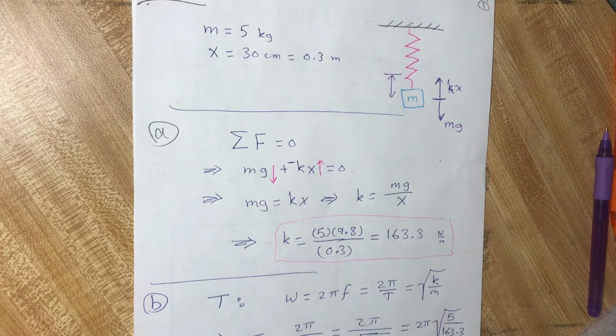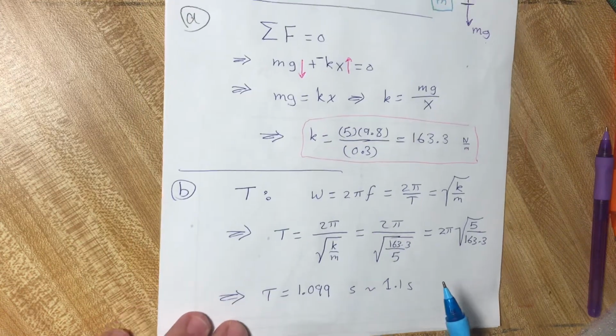It is simple. Then k will be equal to mg over x, which is 0.3, then 163.3 newtons per meter is the value of k.